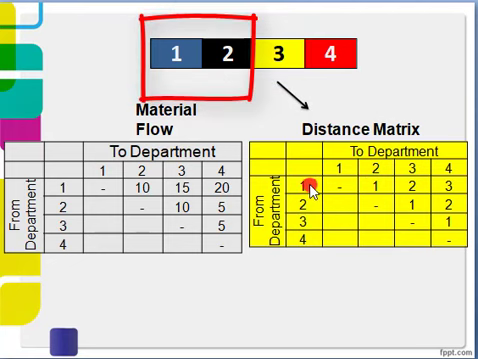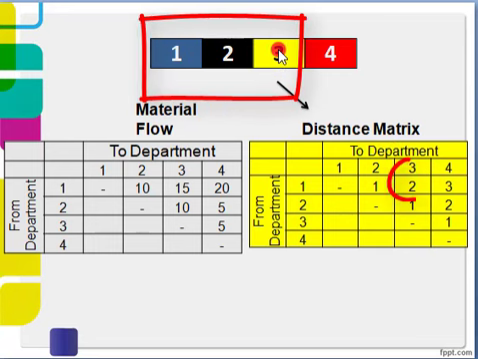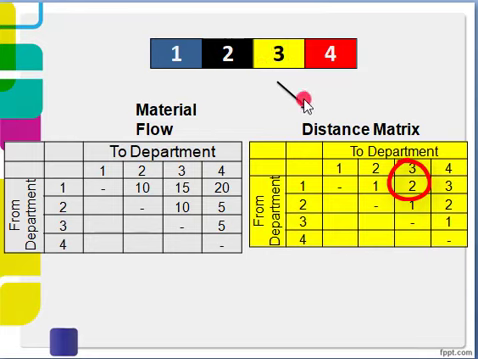And if we want to travel from department 1 to department 3, we need 2 steps, 1, 2. And then if you want to travel from department 1 to department 4, we need 1, 2, 3. So we can put 3 in this matrix. And continue to estimate the distance matrix until you finish. So every department is already identified.